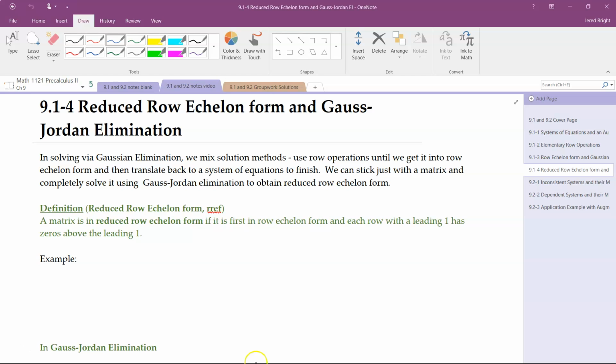row echelon form. When we talk about reduced row echelon form, it takes row echelon form a step further by saying that in addition to having leading ones, if we have a leading one, then any elements that are directly above it should be 0 as well.